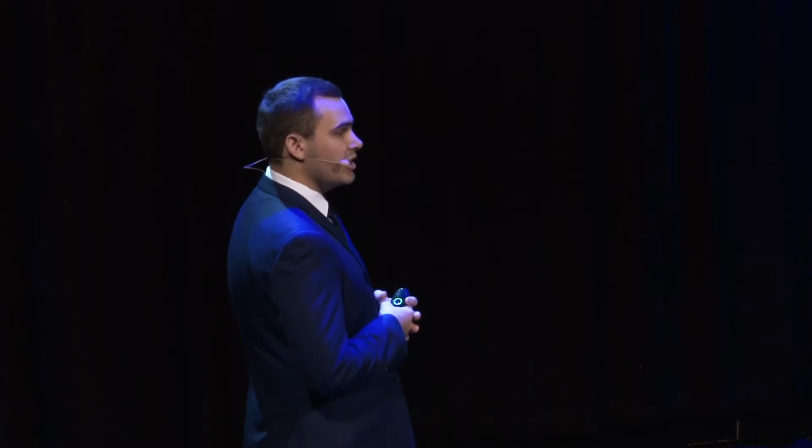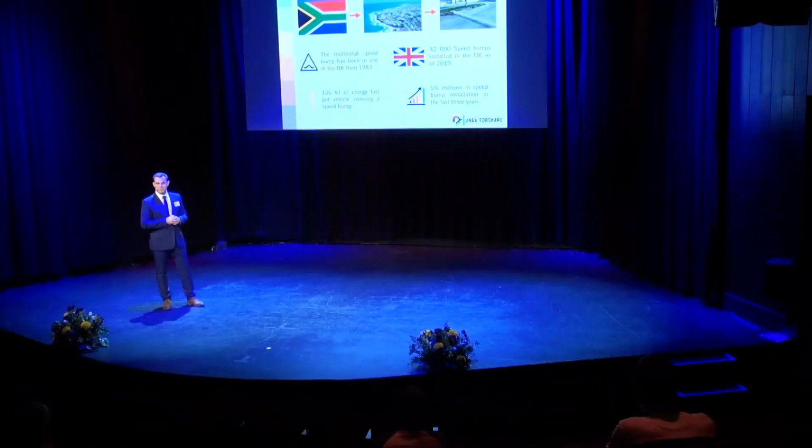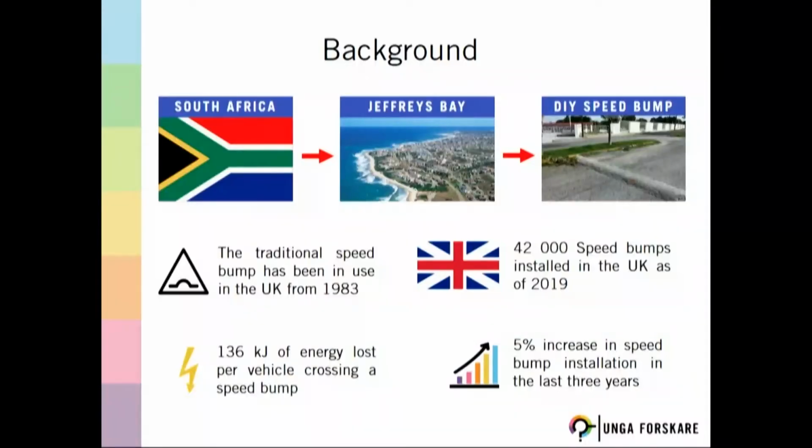If you look at the energy inefficiency of the speed bump, a vehicle would typically slow down from 60 to 7.5 kilometers an hour in order to cross a speed bump. That is 136 kilojoules of energy that's being wasted. But unfortunately, the speed bump is not going anywhere. The UK even reported that the total number of speed bumps has increased by 5% in the last 3 years.